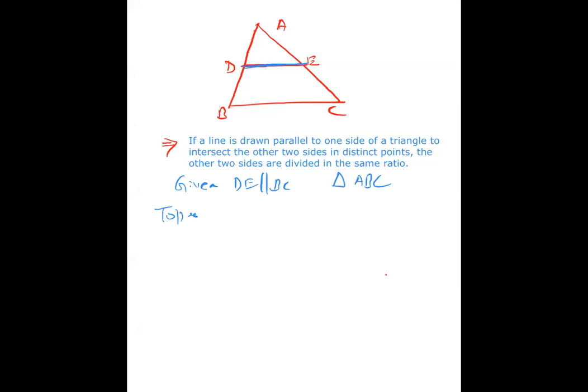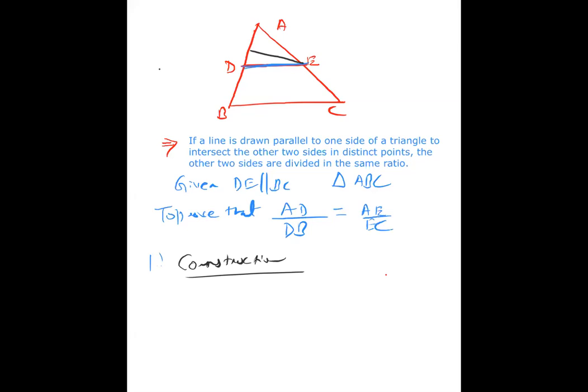we have to prove that AD upon DB is equal to AE upon EC. So only one thing you have to do is draw one construction. You have to remember. The construction is: from E, you draw one perpendicular like this, and from D also you draw one perpendicular here.